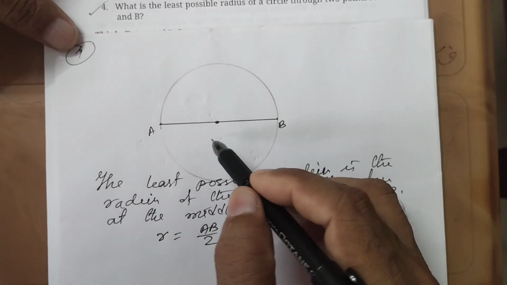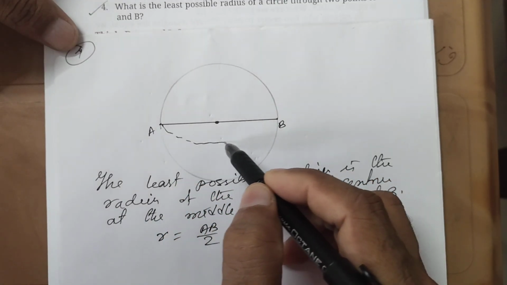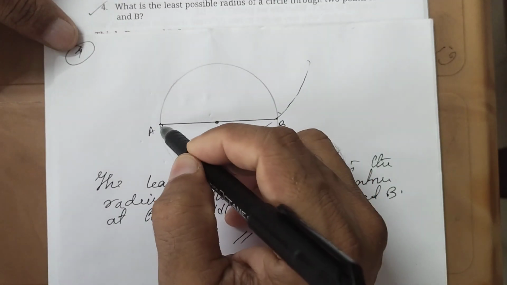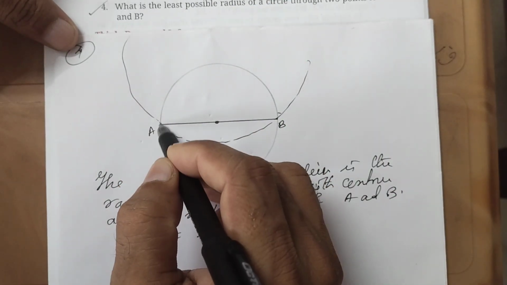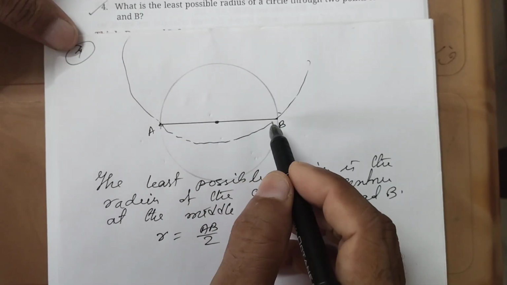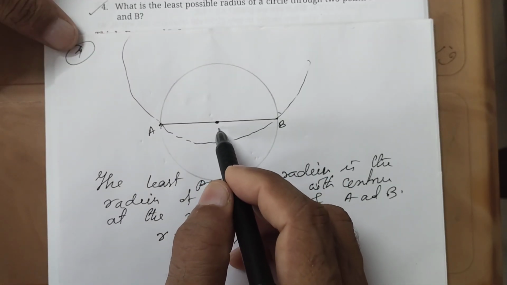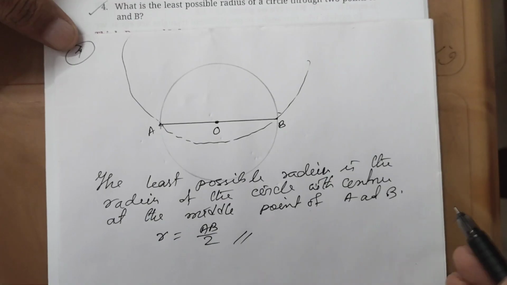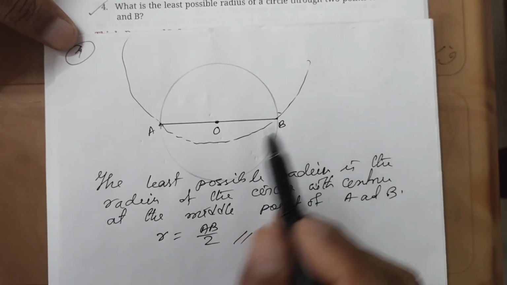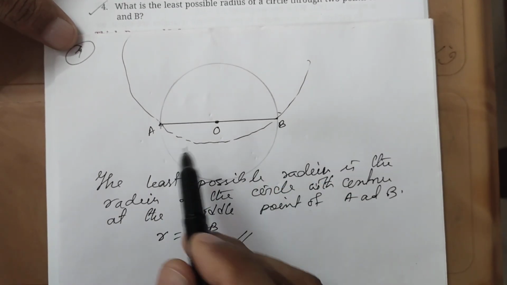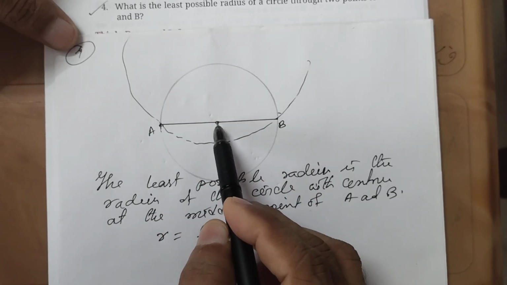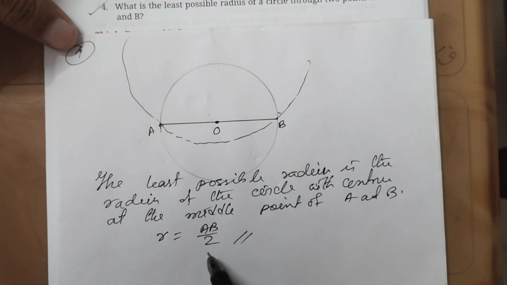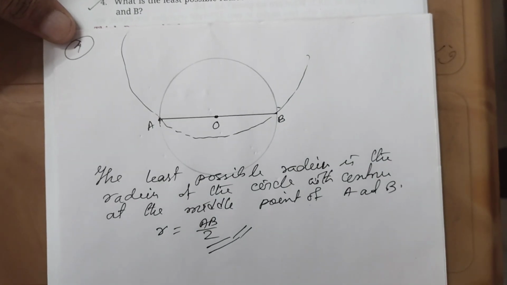Now if you draw any other circle through A and B, like this one, it is going to have a radius bigger than the one passing through the points A and B with center at the middle point, say O. So the least possible radius is the radius of the circle passing through points A and B and having its center at the middle point. That is, the radius will be AB by 2, and this is the answer for this question.